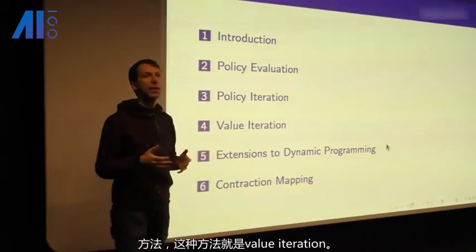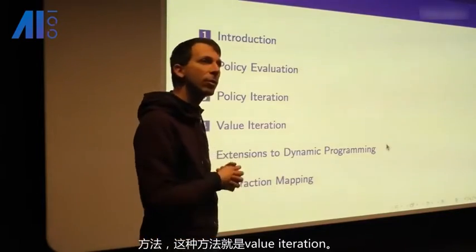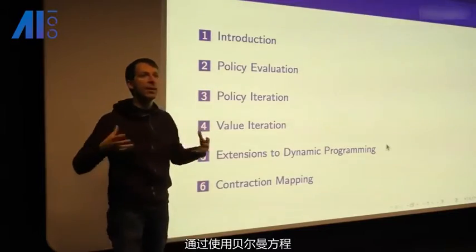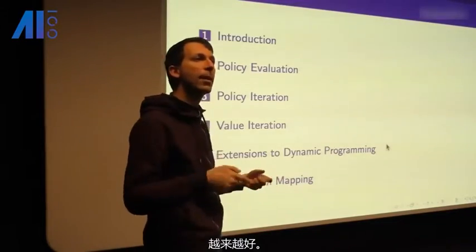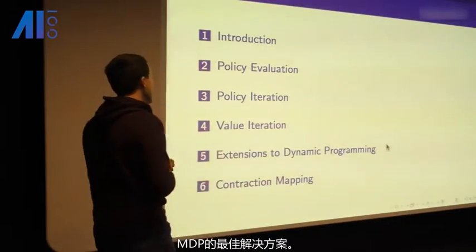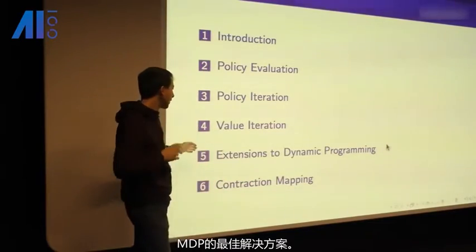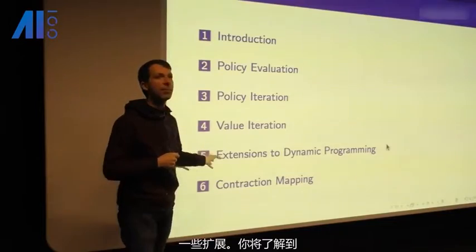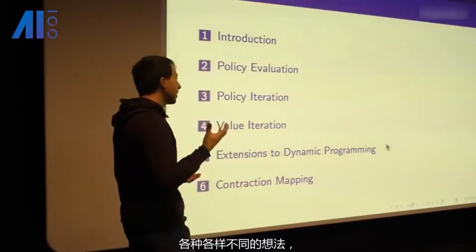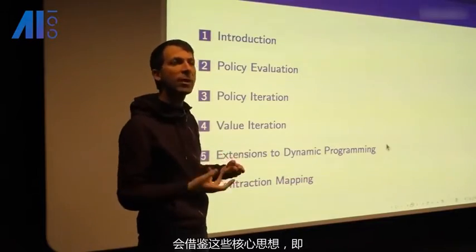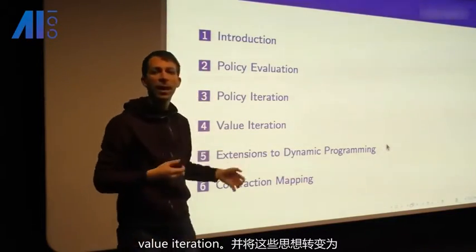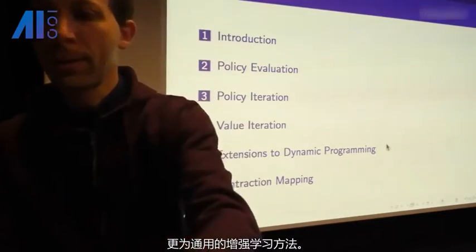And then we're going to talk about another approach, very related, called value iteration, which works directly on value functions and doesn't work in policy space, but works directly to make the value function better and better by applying the Bellman equation iteratively until we actually arrive at the optimal solution to the MDP. Then, time allowing, we'll talk about some extensions to dynamic programming, which lead to a wide variety of different ideas, leading into the subsequent lectures where we'll actually pull out lots of the core ideas of policy evaluation, policy iteration, value iteration, and we'll turn them into more general reinforcement learning methods.